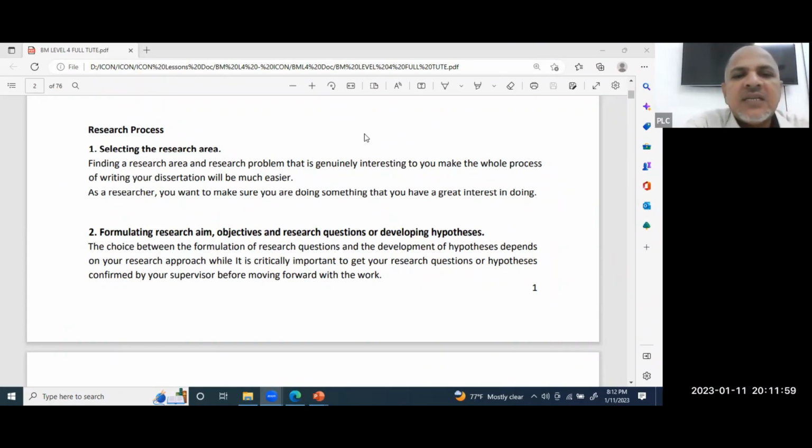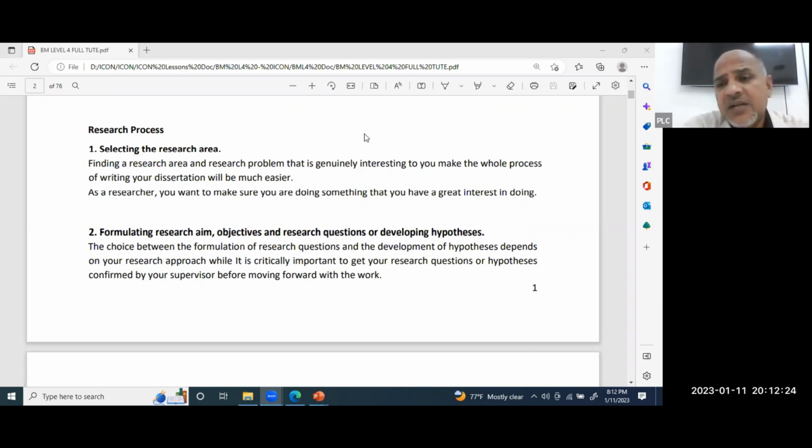First, you have to select the research area. Finding a research area, a research problem that is genuinely interesting to you, will make the whole process of writing your dissertation easier. As a researcher, you want to make sure you are doing something that you have great interest in doing.